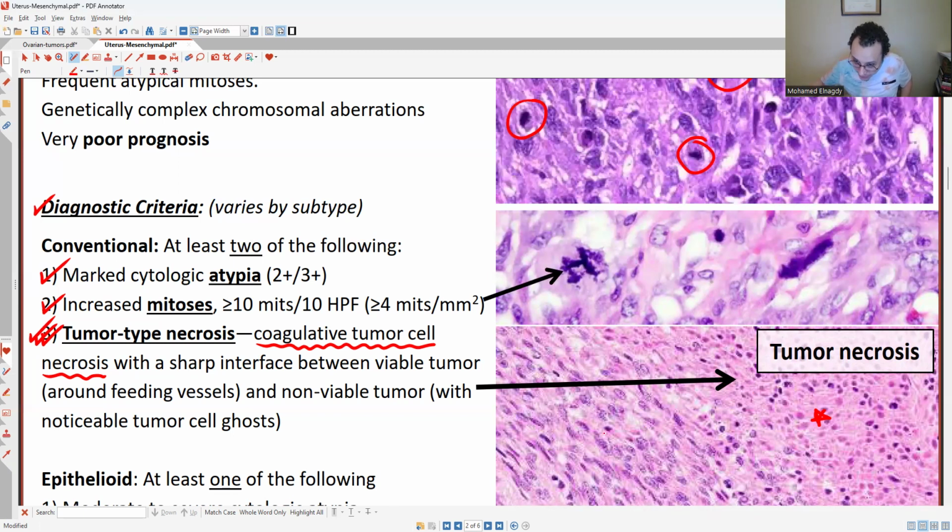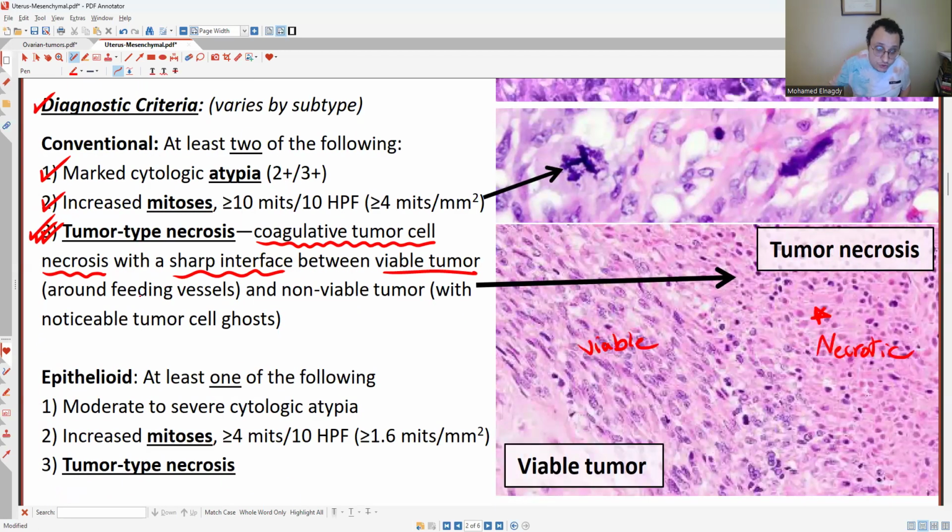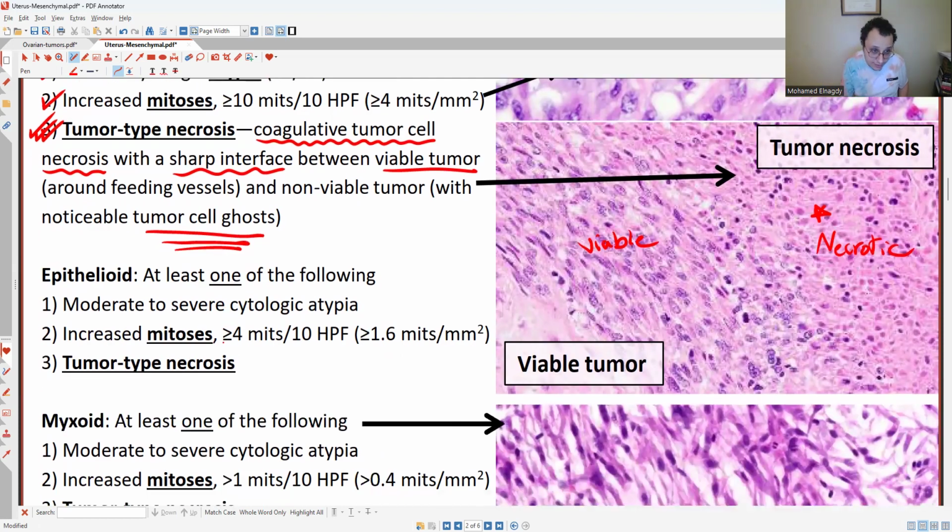And you always see this abrupt transition between the viable area of the tumor and the necrotic area of the tumor. So that's the meaning of tumor type necrosis, which is coagulative tumor cell necrosis with a sharp interface between the viable tumor around and the non-viable tumor with noticeable tumor cell ghosts. That's the most important criterion for that.